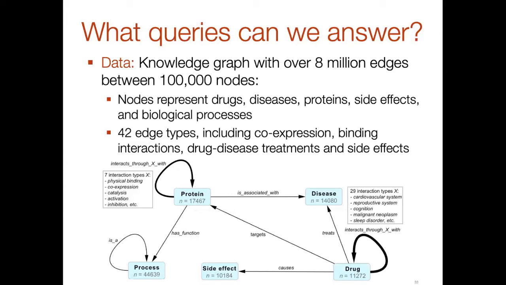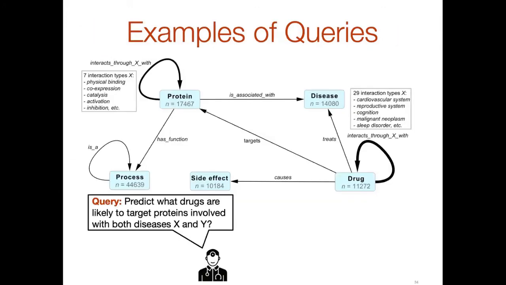And here's just one particular example, which is actually not so large, but it's just used to demonstrate the utility of that approach, where we had a knowledge graph of around 8 million edges encompassing 5 different types of entities: proteins, diseases, drugs, side effects, and biological processes, and then 42 different types of edges between those entities. And we can then ask queries.